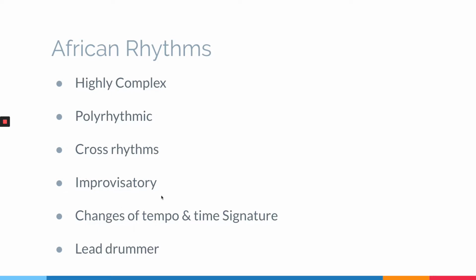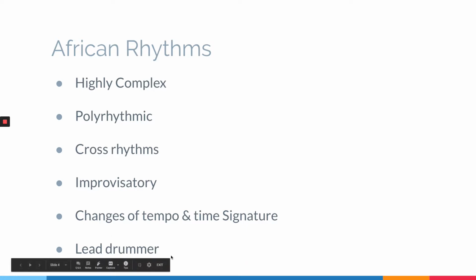Highly improvisatory. So drummers are often making it up as they go along. They've got some basic rhythms that they're then playing with and adjusting as and when. There's lots of changes of tempo and of time signature. So we might start in 4/4, we might drift into 6/8, we might have like a bar of 5/4 for no apparent reason. We might slow right down and have a little solo section and then speed up. And it's all very varied.